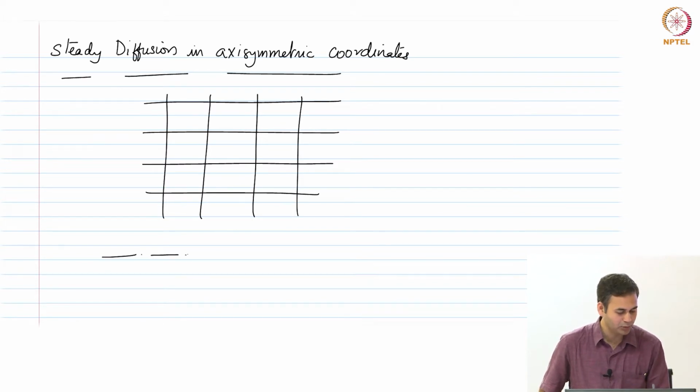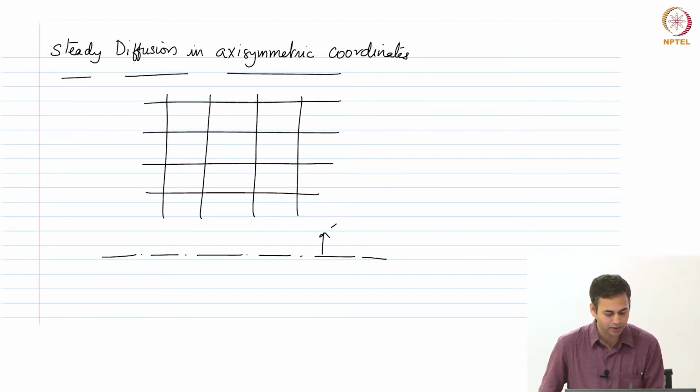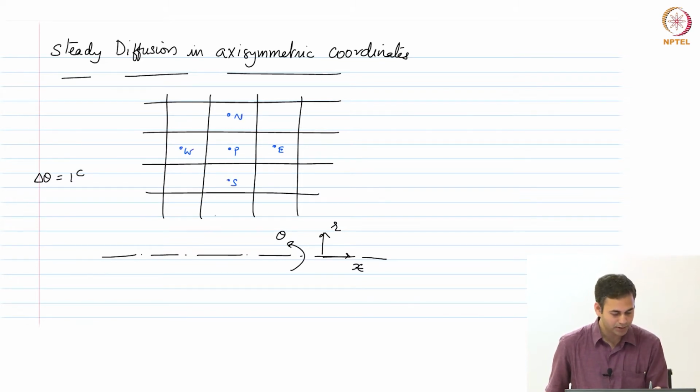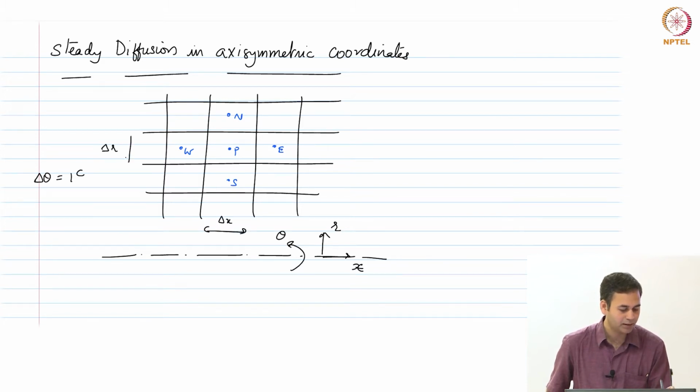Unlike the two dimensions, we now have an axis about which this will be revolved. This is an axis of revolution, and we are talking about delta theta equals 1 radian. So, all these cells that we have are swept in the theta direction by 1 radian. We also have the primary cell P, east cell, west cell, north and the south, and the distances are delta x in the x direction and delta r in the r direction.